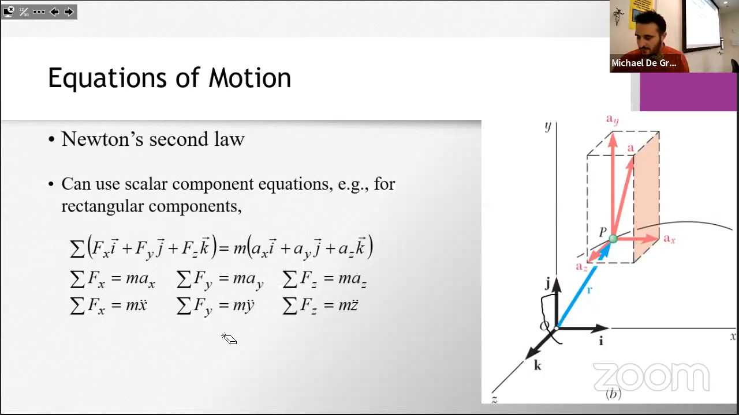We can draw our force vectors in 3D or 2D, but we can break them down into components like X, Y, and Z, right? The same way that we do our positions. And so if you have a force vector, you can break that down into the sum of the forces in the X direction is equal to mass times my acceleration in the X direction. And the sum of my forces in the Y is equal to my mass times the acceleration in the Y. And the sum of my forces in the Z is my mass times my acceleration in the Z.